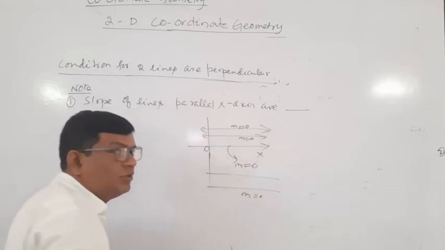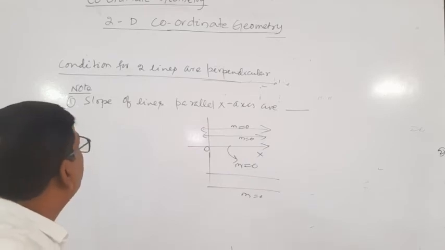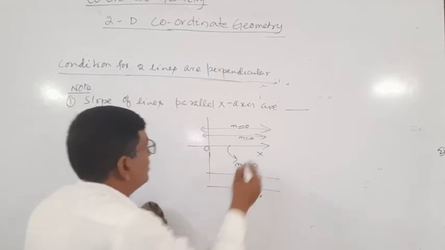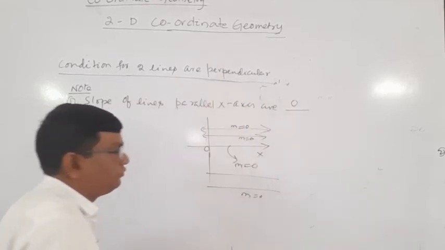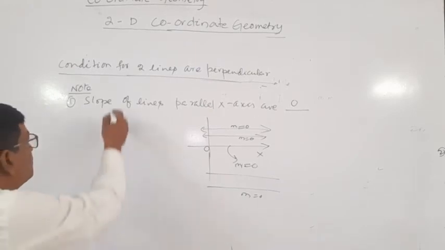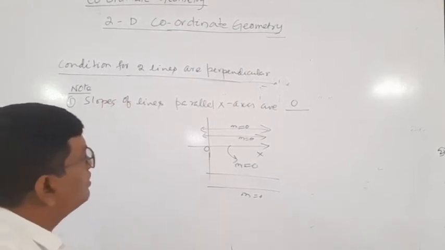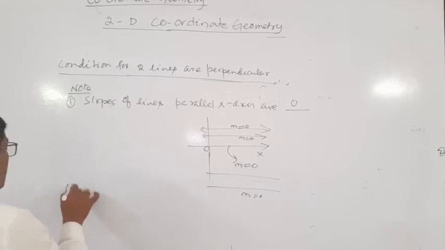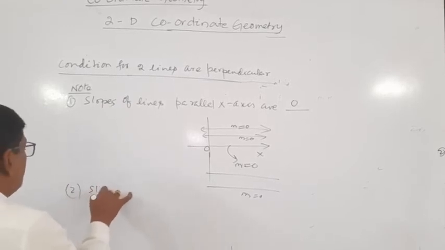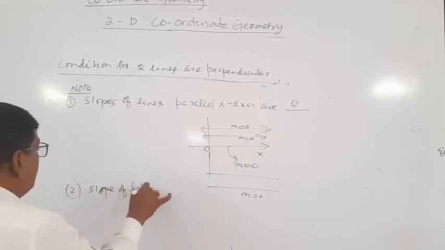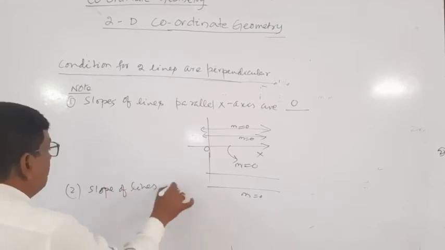So the slope of lines parallel to the x-axis is 0. Slopes of lines parallel to the x-axis is 0. Number 2, the slope of lines parallel to the y-axis is dash.